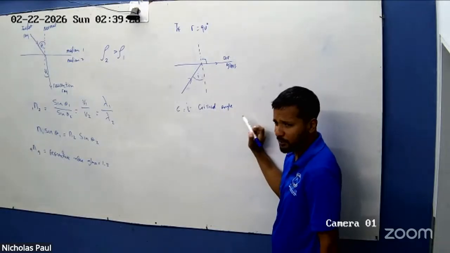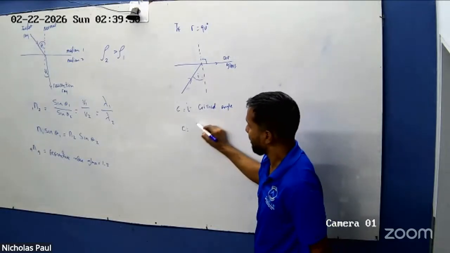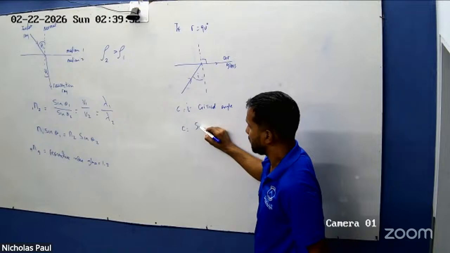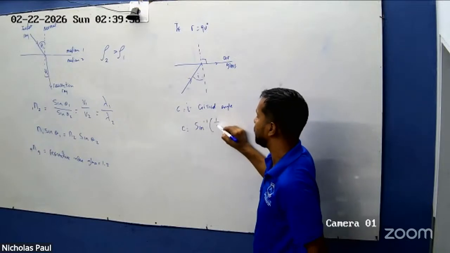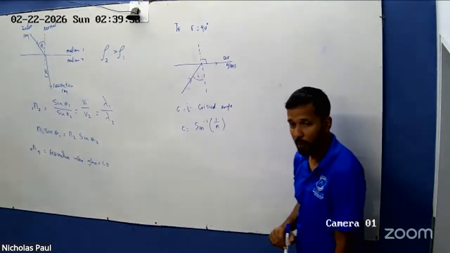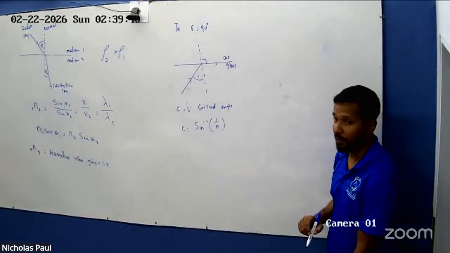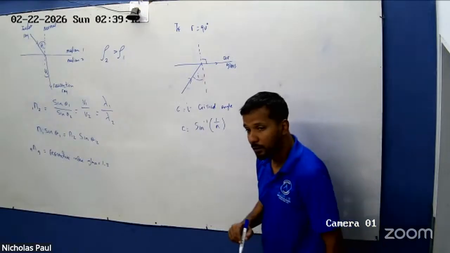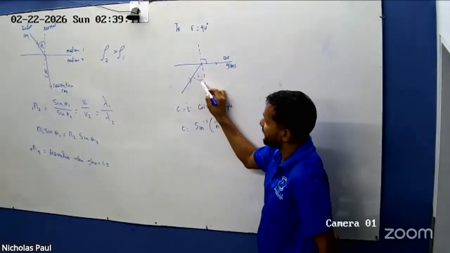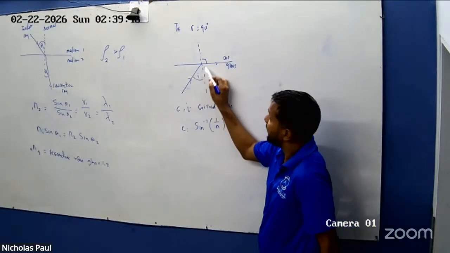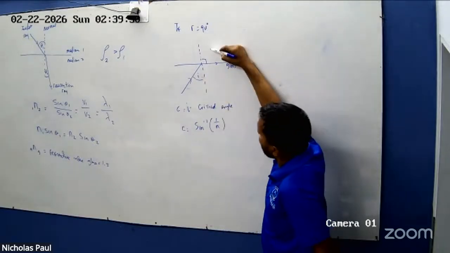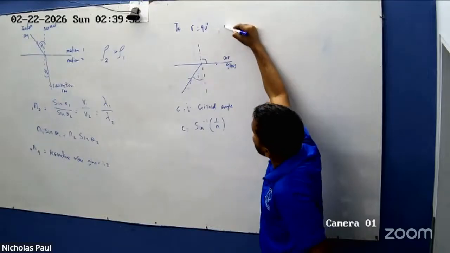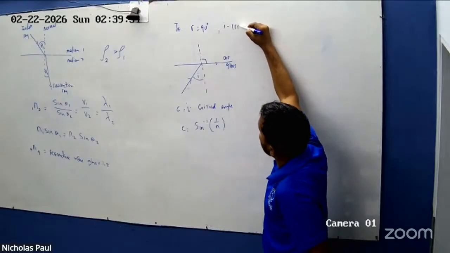How do you find the critical angle? Sine c equals 1 on the refractive index, so c is sine inverse of 1 on the refractive index. The critical angle is the angle of incidence that gives the angle of refraction of 90. So here the angle of refraction is 90, then i is your critical angle.